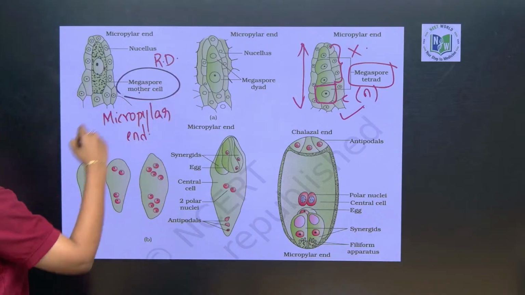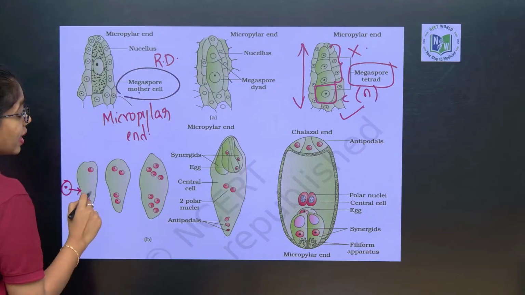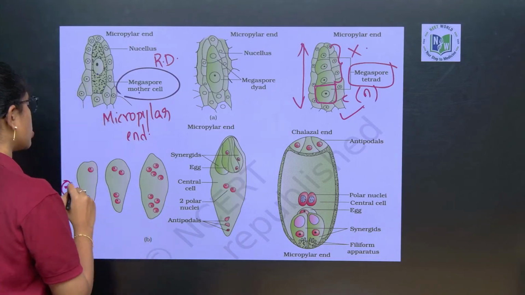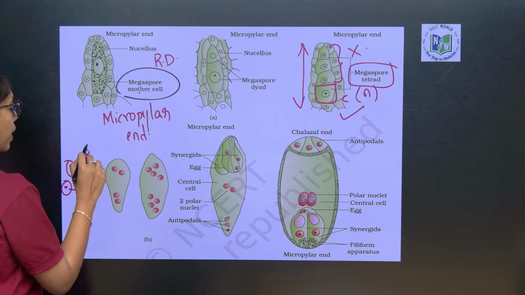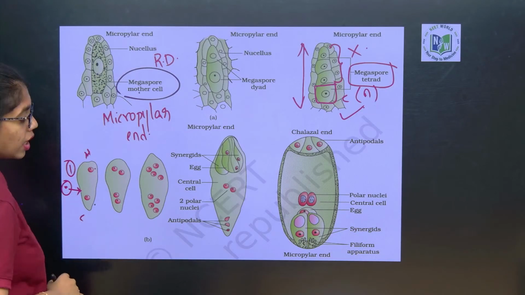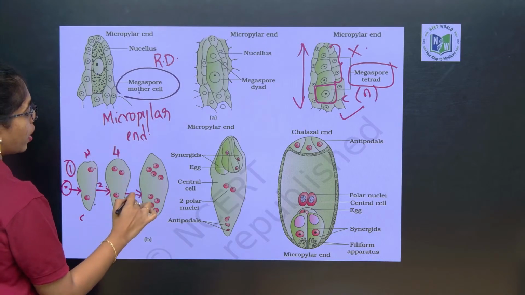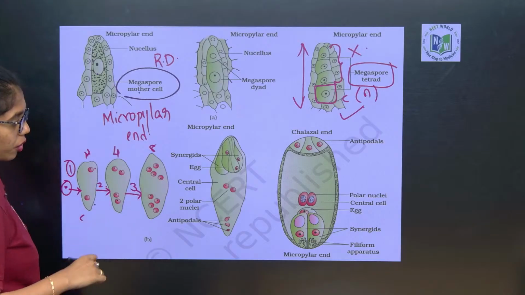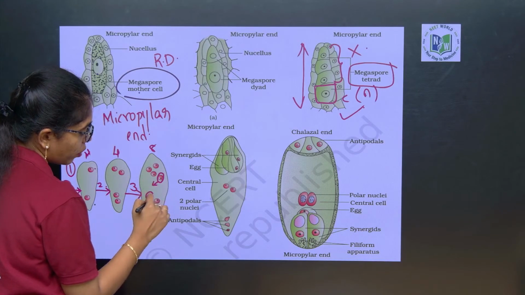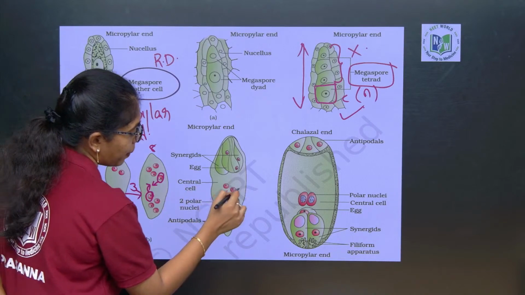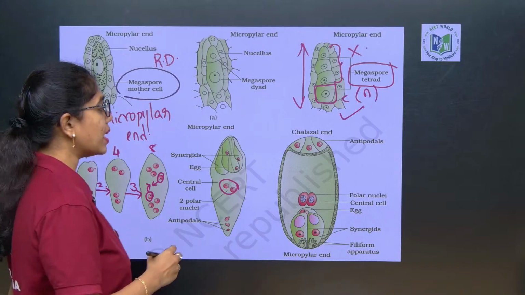So, that 1 megaspore will undergo 3 sequential mitotic divisions. After first mitotic division, 2 cells are formed, one at micropylar end and one at chalazal end. Second mitotic division, 4 are formed. Third mitotic division, 8 are formed, of which 1 nucleus from micropylar end, 1 nucleus from chalazal end will come to the center forming a central cell.